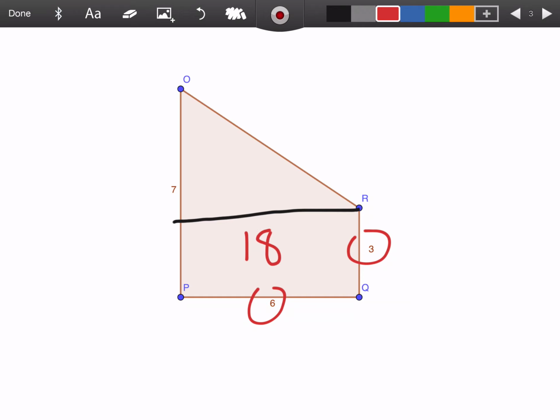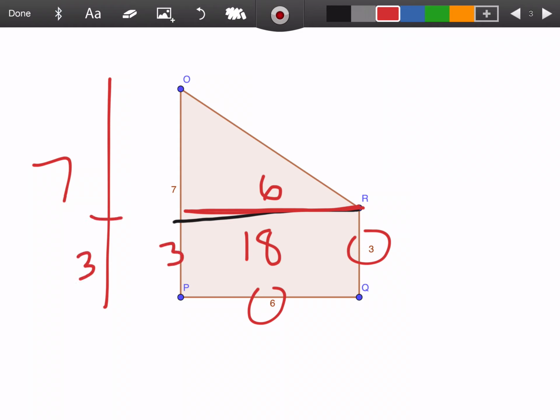Now, if we recall, to find the area of a triangle, we are doing 1/2 the base times the height, or multiply the base and the height divided by 2. So we need to know that information for this triangle. Well, we know that the distance from here to here is still going to be 6. We know the whole height was 7. But we've just used up 3 of that. So to find our missing piece, 7 minus 3 gives us 4.